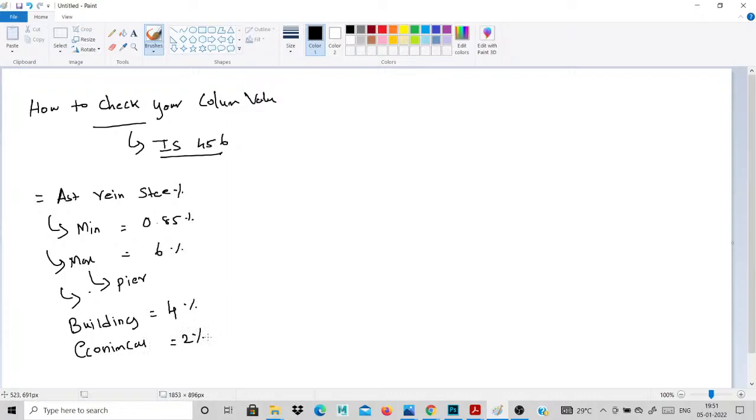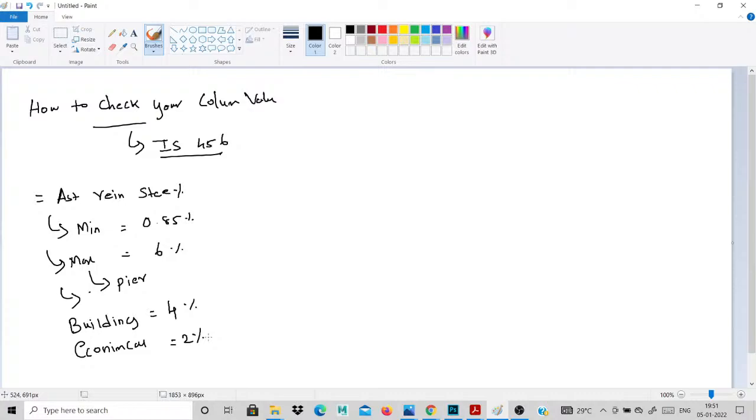You check this in STAAD Pro, it will automatically come. This is the steel percentage. Minimum is 0.8 percent. The maximum is 6, for residential buildings of that type you go for 4 percent. Then for economical, you go for 2 percent for your steel.